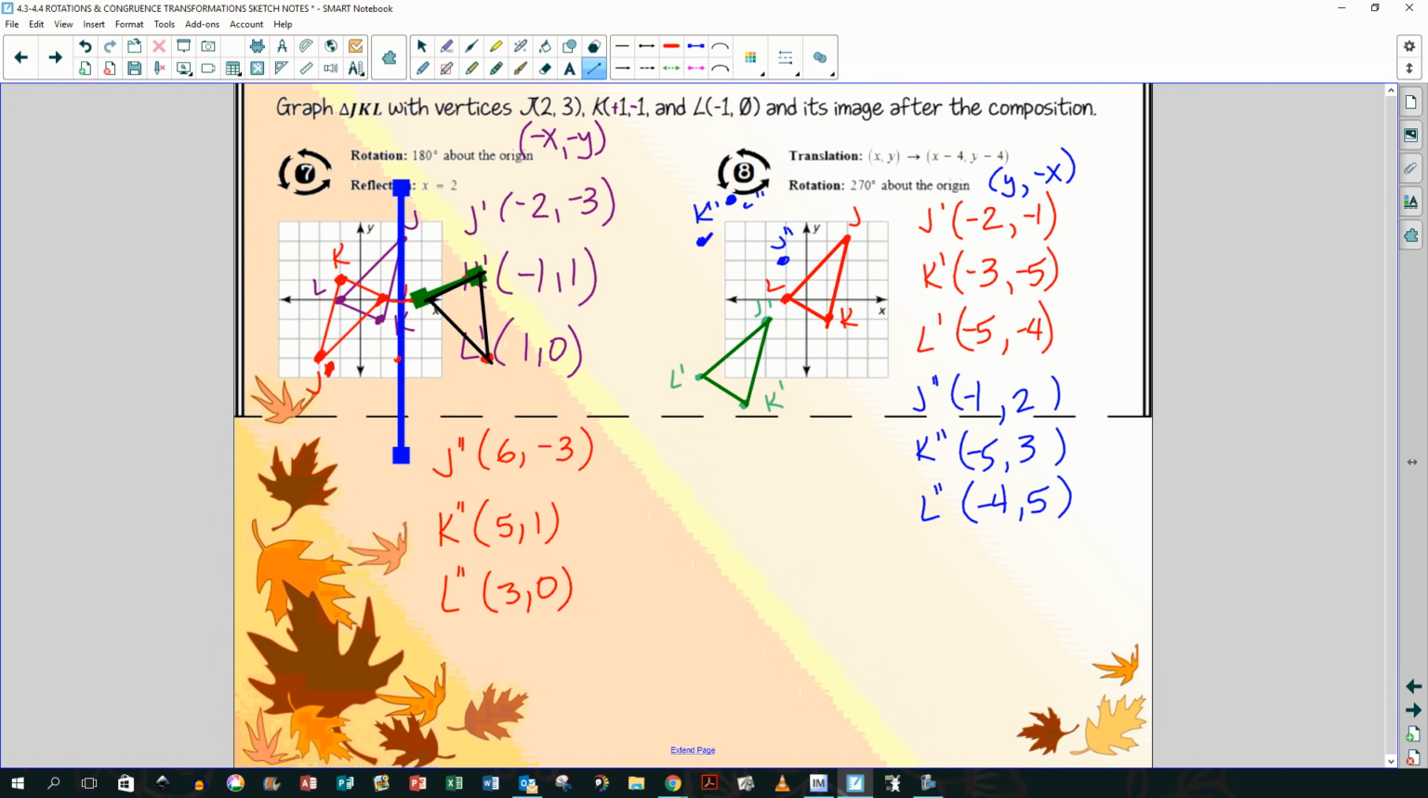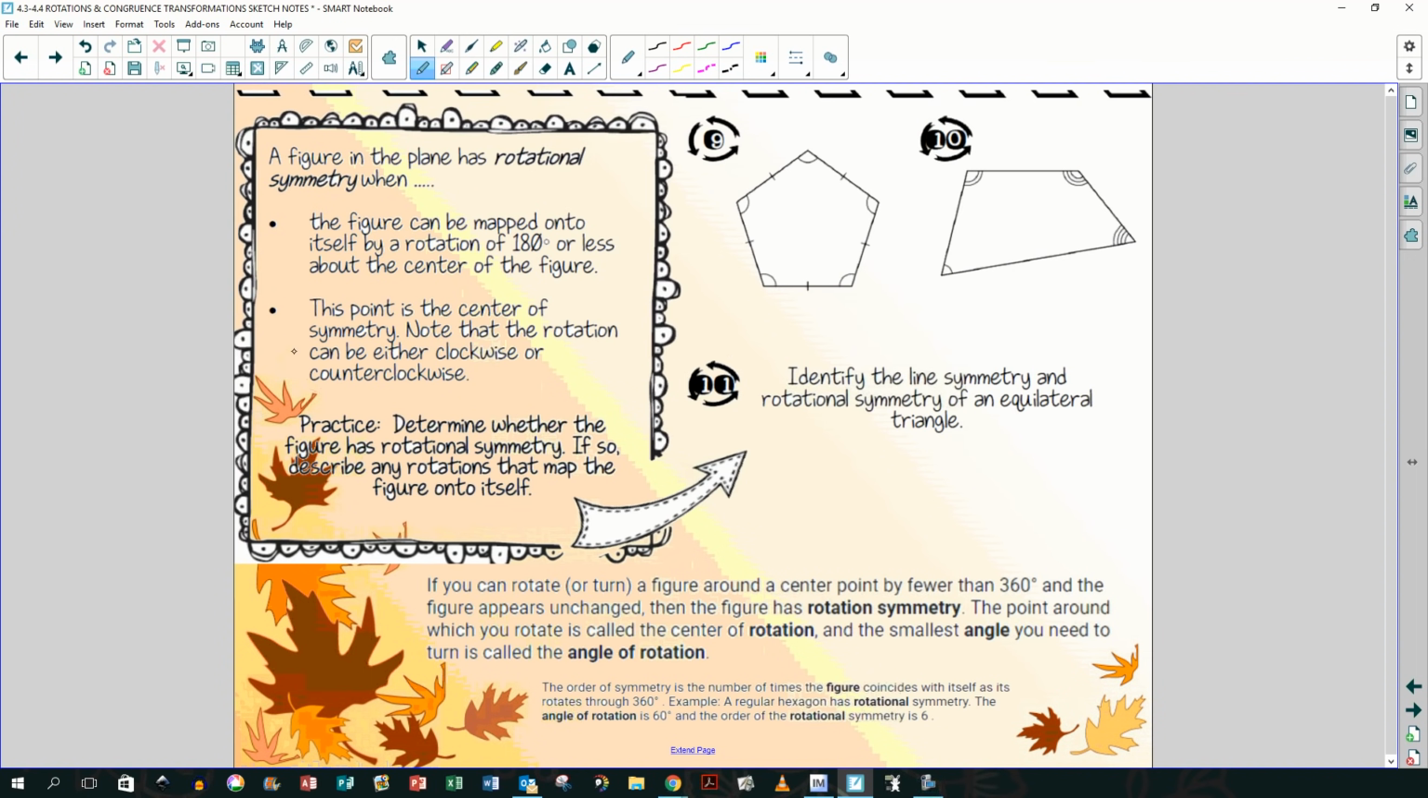All right, so draw the picture here. All right, so that should be what we have. So we took the original, we translated it, and then we rotated it. All right, number 9. All right, so here we go.